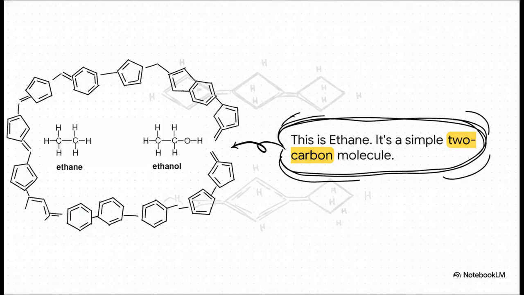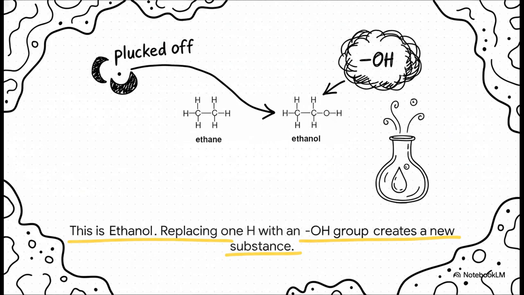Let's start with this super simple guy, ethane. Just 2 carbons, all surrounded by hydrogens. It's a basic no-frills alkane. Okay, now watch this. We're going to perform a tiny bit of molecular surgery.